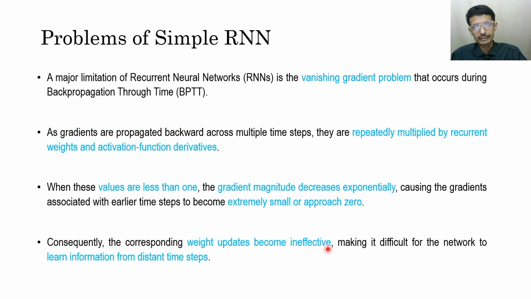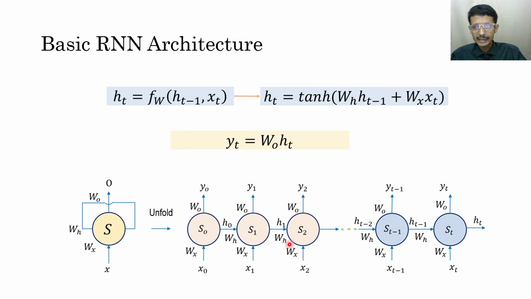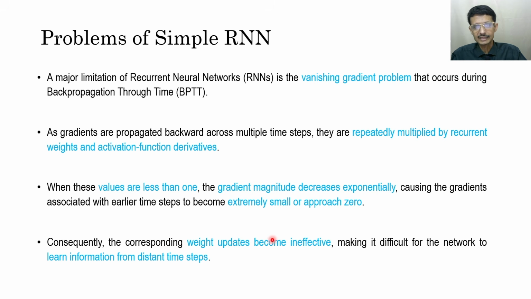Consequently, the corresponding weight updates become ineffective. Definitely, if the gradient becomes very small, what happens? In these initial layers, the gradient value is very close to 0, so the weight updating becomes very small, almost negligible. So for these layers, the training procedure is basically stopped or hugely slow. So that is the basic issue. Weight updates become ineffective, making it difficult for the network to learn information from the distant steps. So this is the basic problem of a simple RNN, and it is due to the vanishing gradient problem.